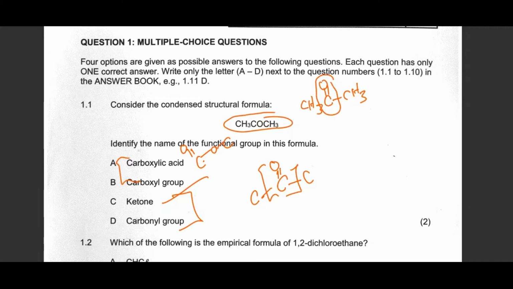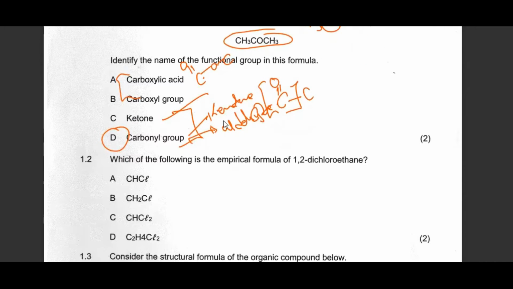But because they are saying the functional group, and ketone is a homologous series, then automatically the carbonyl group has both the ketone and the aldehyde. So the answer for this is going to be D. You'll find out that many students will be putting C, of which C is not a functional group. C is the homologous series in that regard.